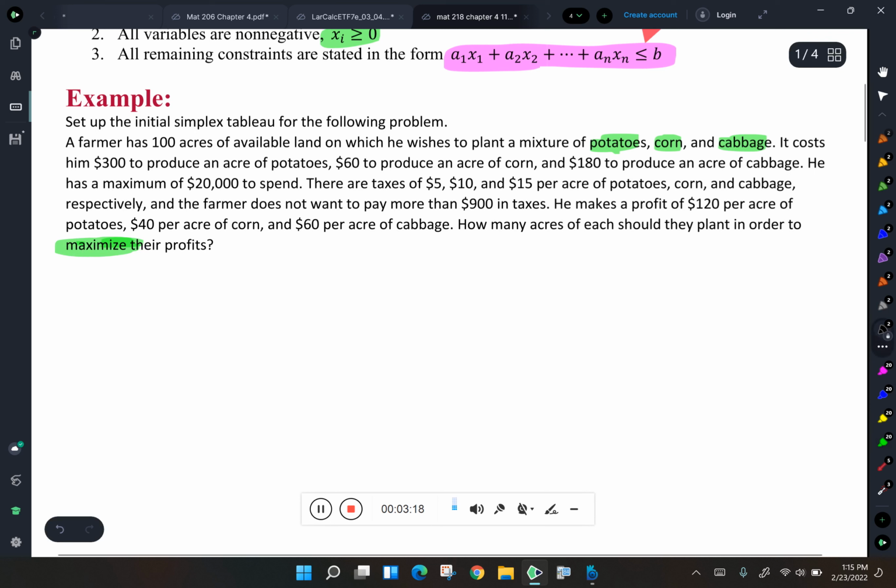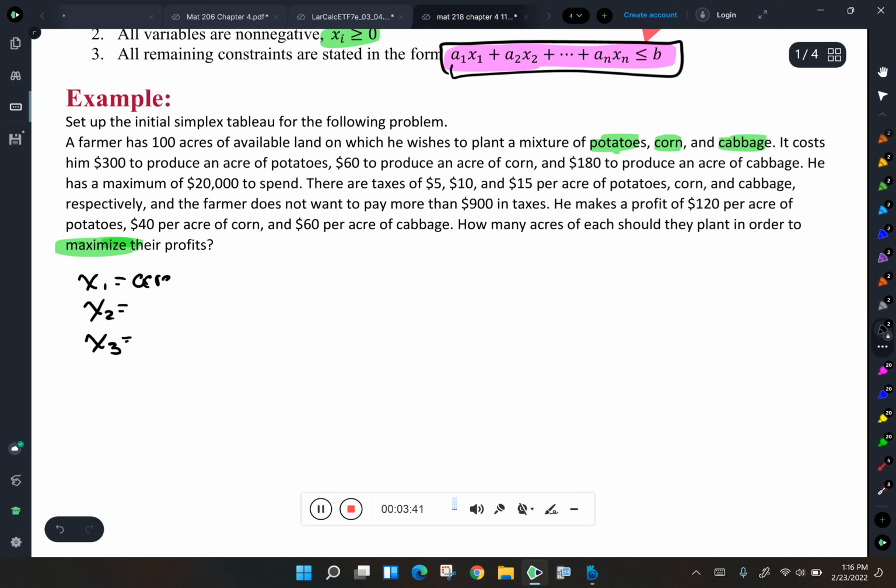Okay. So this is a standard maximization problem. Let's go ahead and just write it out. Now, one of the things that's going to happen here is when we talk about the simplex method, we're going to talk about subscript variables. So we're going to have an x sub 1, an x sub 2, and in this case, an x sub 3. This is going to be a 3-variable problem. My first variable is going to be the acres of potatoes. Second, x sub 2, will be acres of corn. And my third, x sub 3, is going to be acres of cabbage.